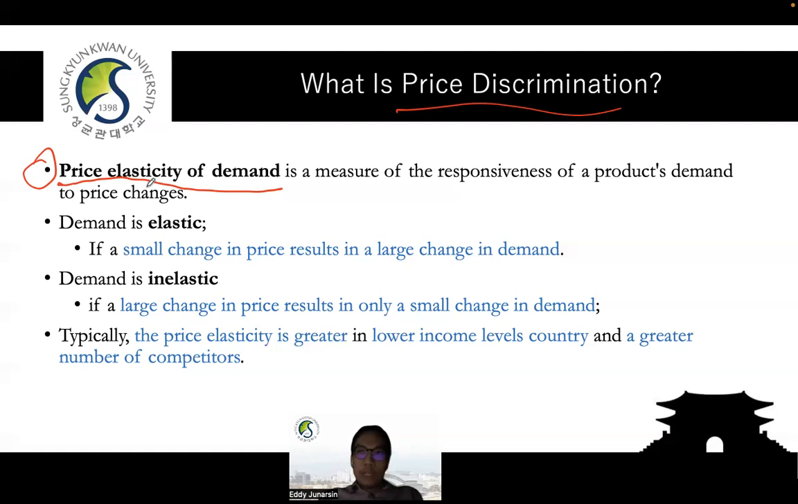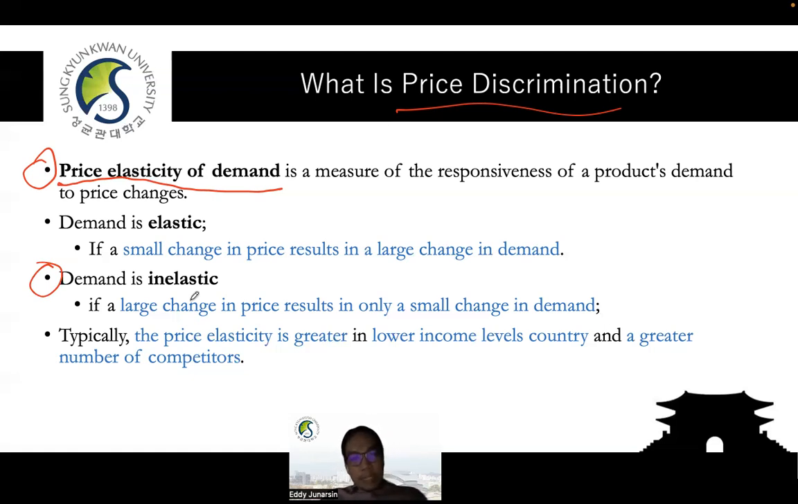So we have to be quite careful with the elastic demand situation. If we increase the price a bit, demand might decline significantly. On the other hand, we might see another product with inelastic demand. I think this is more favorable to the producer, because even if we increase the price, the demand will not decrease so much. So it's inelastic.